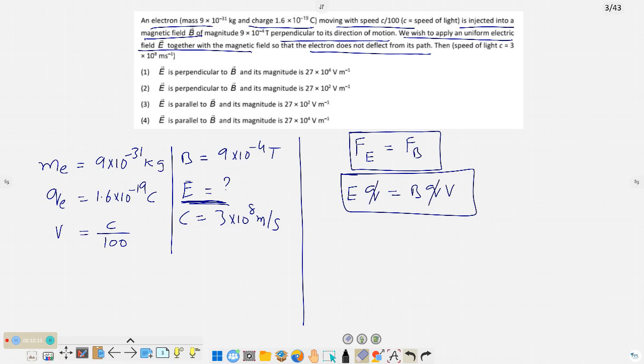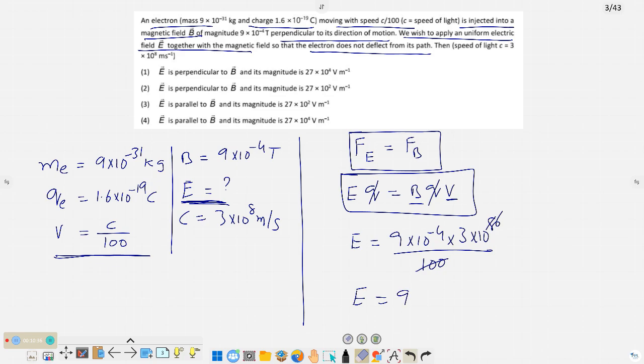If you cancel Q here, we get E equal to B times V. What is the magnetic field value given? 9 into 10 power minus 4, into V, the speed. The speed of the electron is given as C by 100. C is the speed of light, that is 3 into 10 power 8, divided by 100. If you solve this, how much do you get? E equals 9 times 3 is 27, that is 27 into 10 power minus 4 plus 6, that becomes 10 square. The unit is volt per meter. So the electric field is equal to 27 into 10 square.